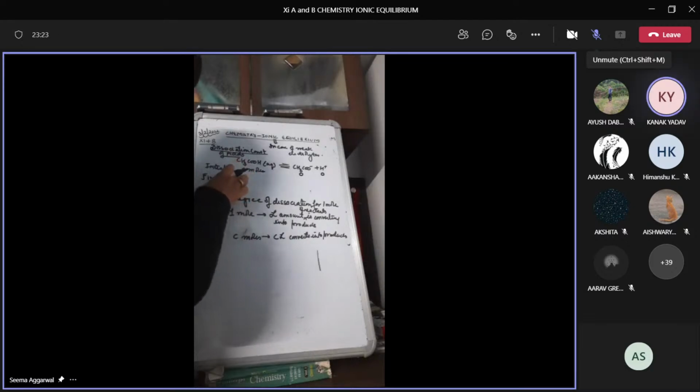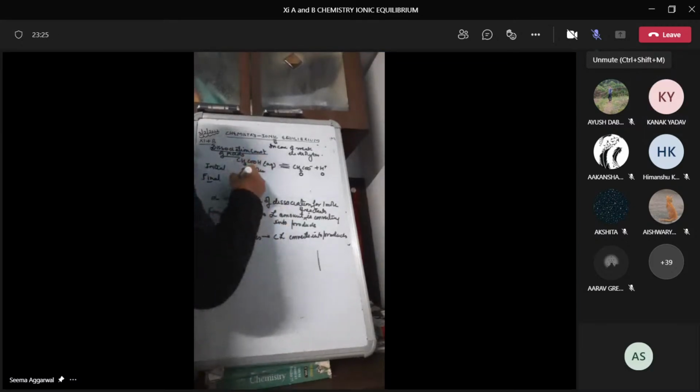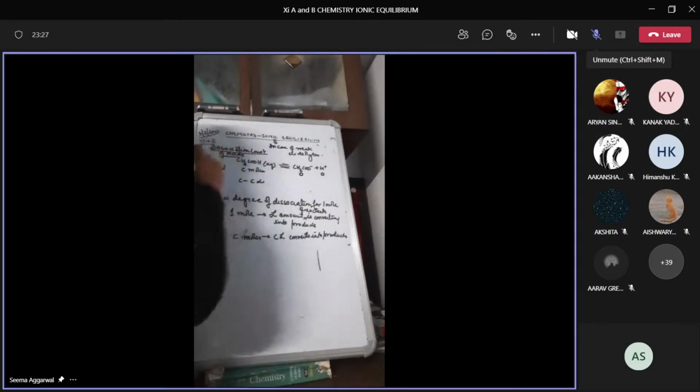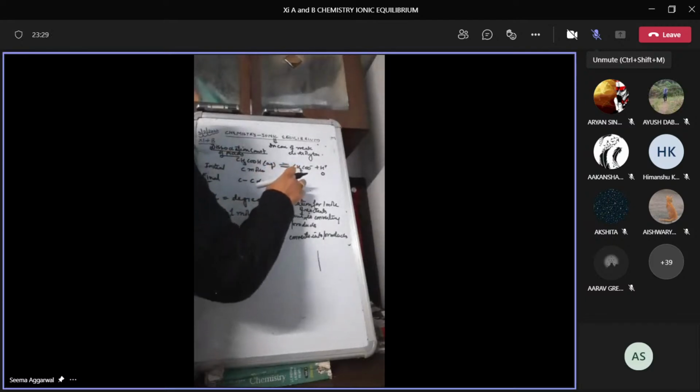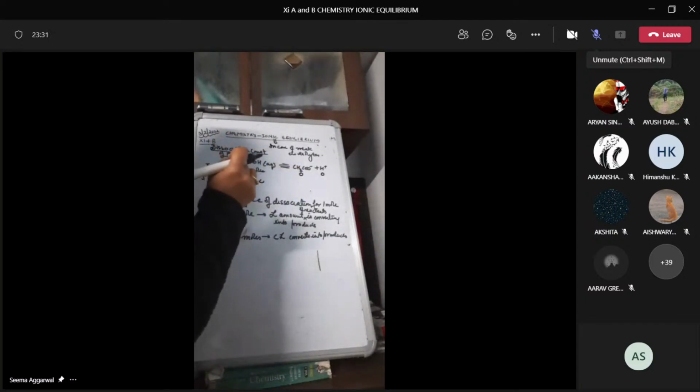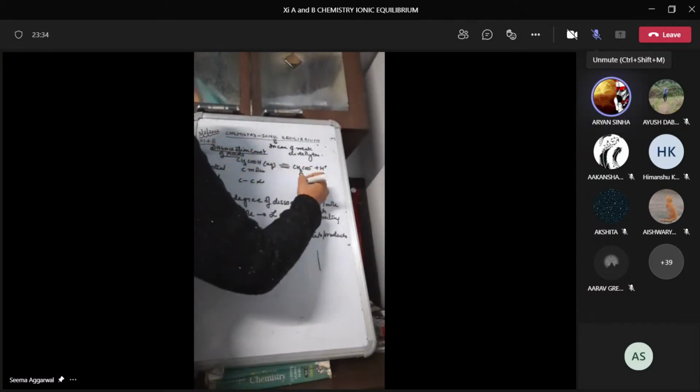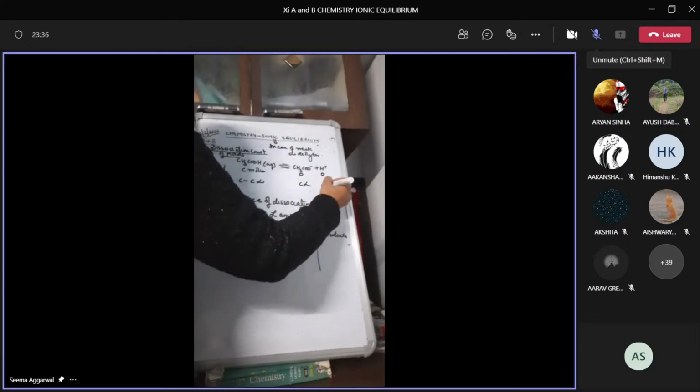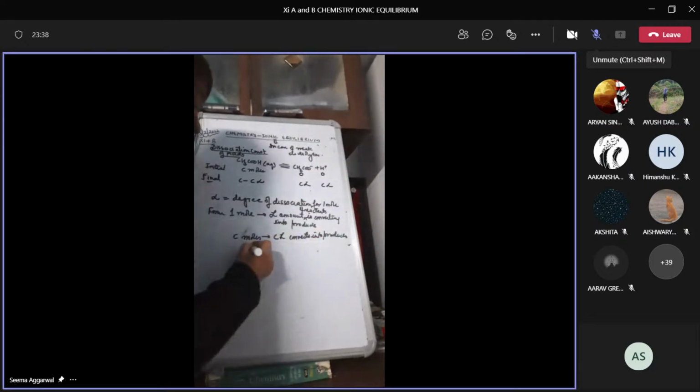Initially, we are taking C. Ma'am, it will be C minus C alpha. And what is the amount of product formed? C alpha, C alpha. Now, what is the equilibrium constant?